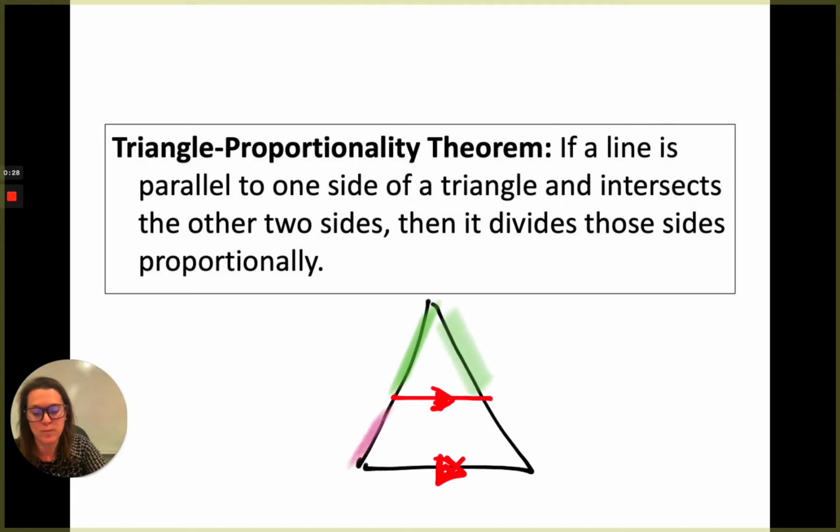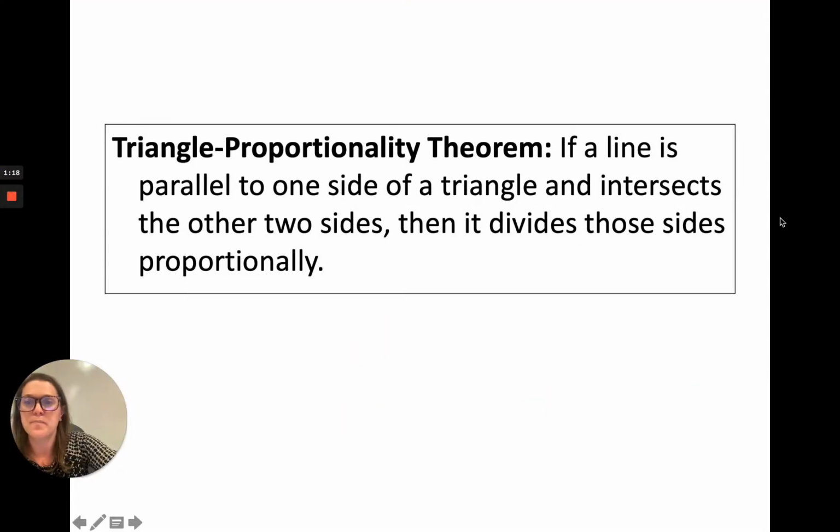So I have the top half highlighted in green and the bottom half highlighted in pink. So what I could do is I could create proportions where, remember, a proportion is two fractions equal to each other, where I put the greens on the numerators on the top and the pink parts on the bottom, right? So green over pink equals green over pink. All right, so let's put it into practice.